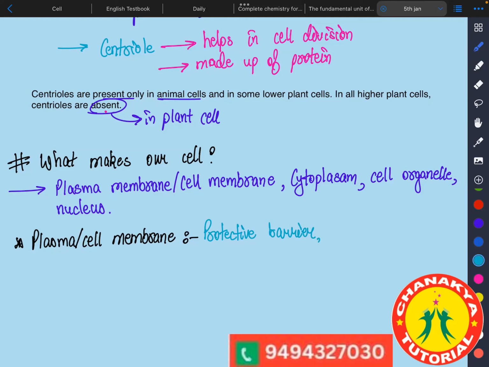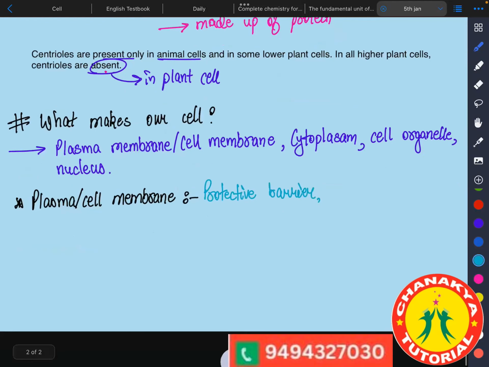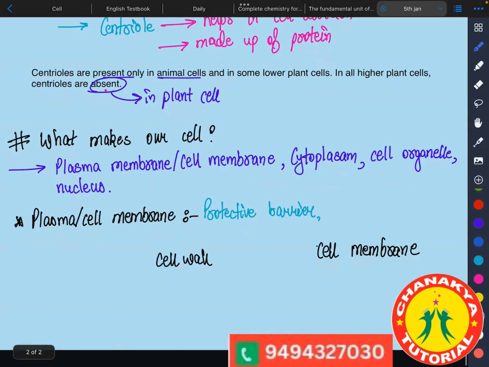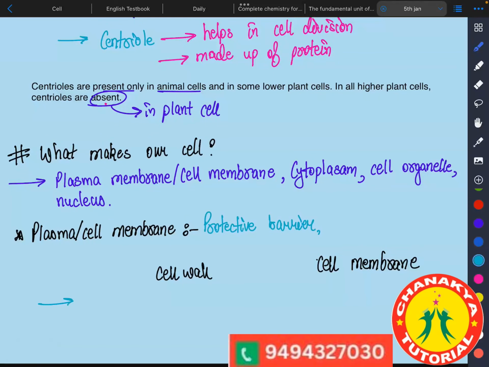Sir, then what's the difference between cell wall and cell membrane? So wait, cell wall, cell membrane. Okay, the cell wall is fully permeable. Do you know what fully permeable means? Yes, it allows all the substances, whereas cell membrane only allows, it's very selective. Correct. So this is selective.